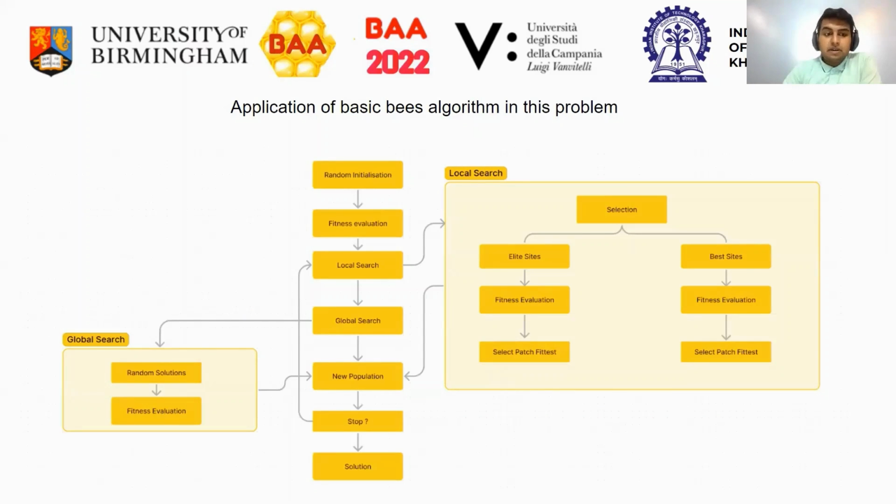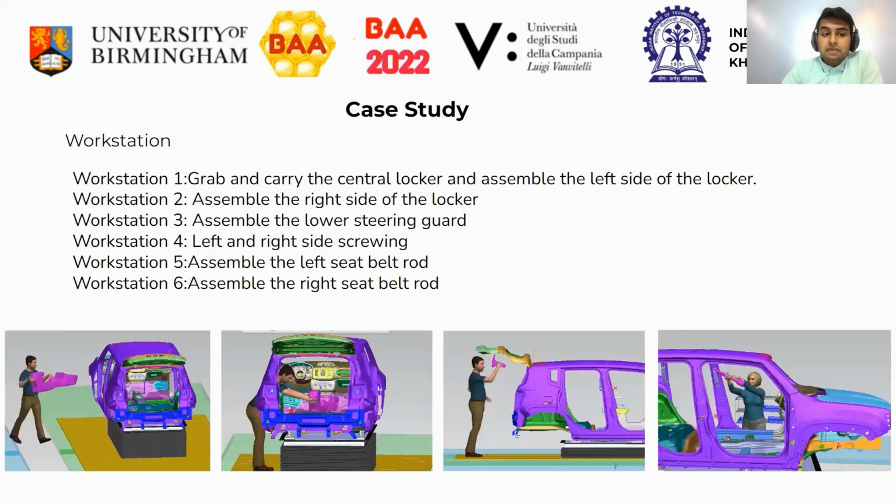So we have considered 6 workstations. The work done at the various workstations is described here. At workstation 1, we grab and carry the central locker and assemble it at the left side of the locker. At workstation 2, the right side of the locker is assembled. At workstation 3, the lower steering guard is assembled. At workstation 4, left and right side screwing is done. At workstation 5, the left seat belt rod is assembled. At workstation 6, the right seat belt rod is assembled. These are a few pictures generated by the simulation software of various tasks being carried out.